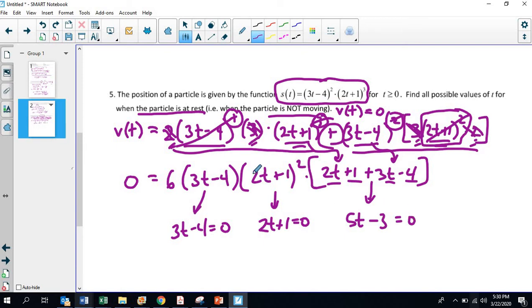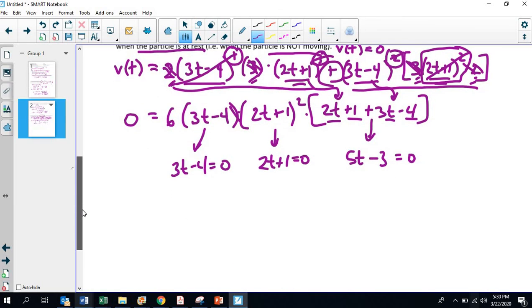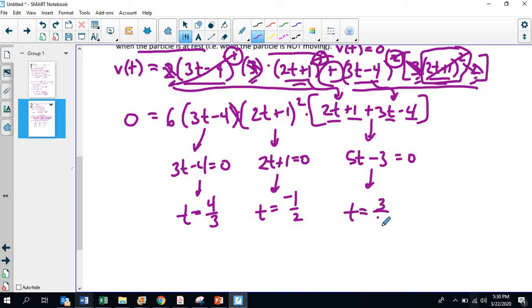So remember, you can't set things equal to 0 unless you're factored and multiplied. It's called the zero product property, not the zero sum property, and so you have to have a product before you can break them up. So if you solve this first one for t, take the 4 to the other side, divide by 3, you'll get t equals 4 thirds. Here you'll get t equals negative a half. And here you'll get t equals 3/5.